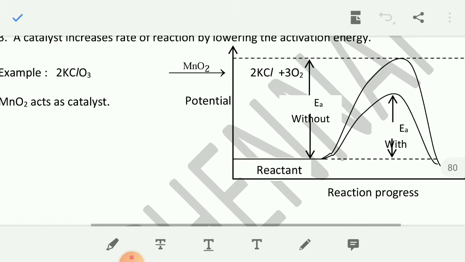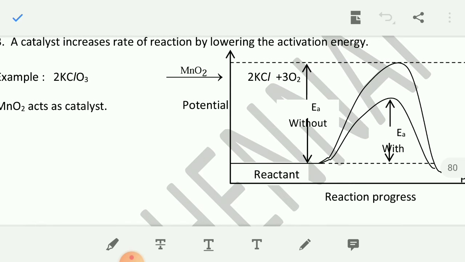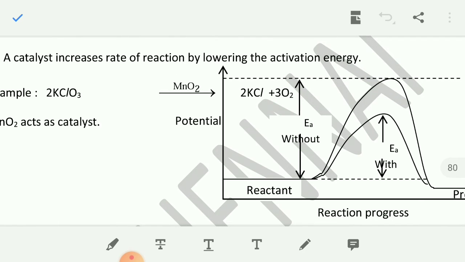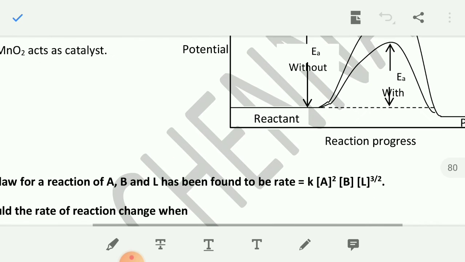Okay. So the plotted graph: potential energy barrier versus reactants. Here Ea without catalyst and Ea with catalyst. So without catalyst and with catalyst.